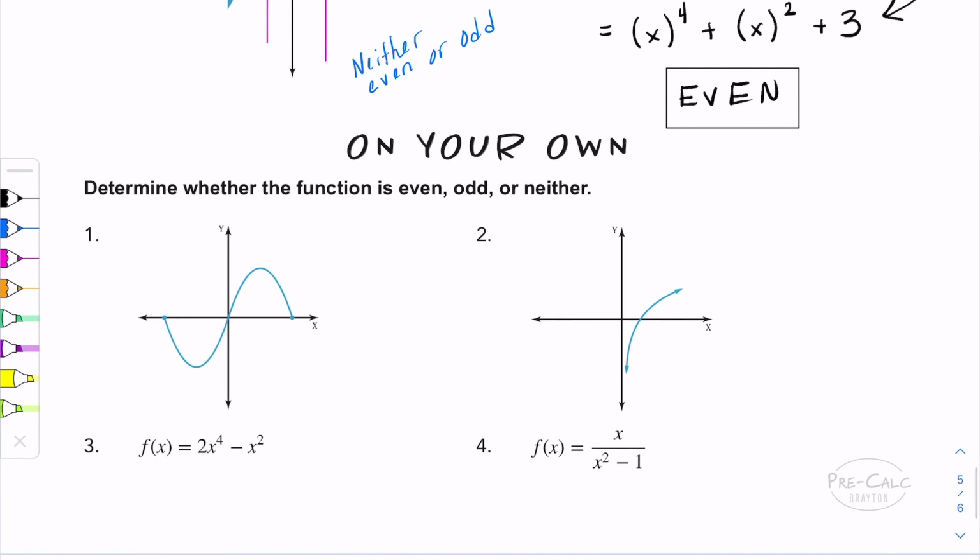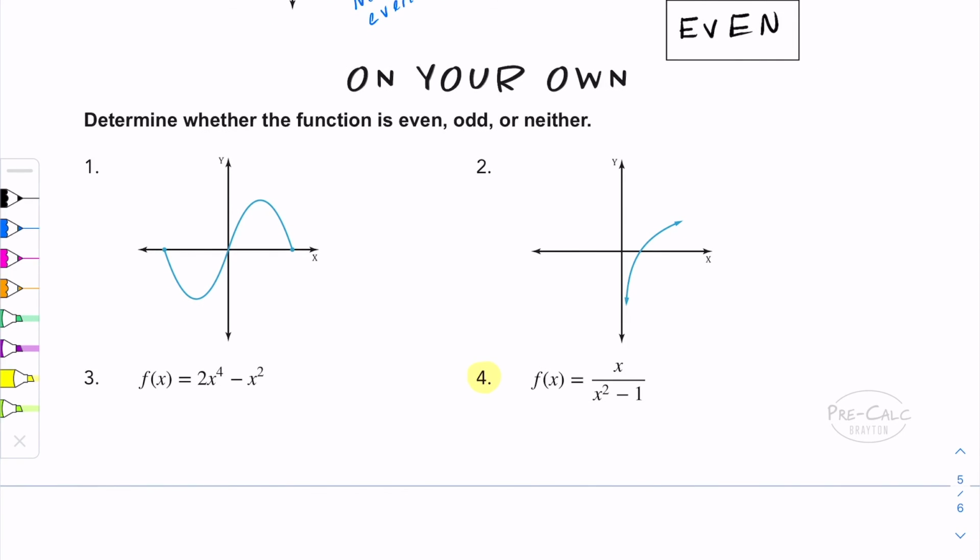Okay, I'm going to scroll down and do number 4 in the on your own section, just so you can see what an odd function looks like. So for this function, it's obviously algebraic. Therefore, we're going to substitute negative x in for x. That gives us negative x in the numerator divided by negative x squared minus 1 in the denominator. So the numerator cannot be simplified. We're just going to leave that as negative x. And the denominator, we have negative x squared. That can be simplified to just x squared plus 1.